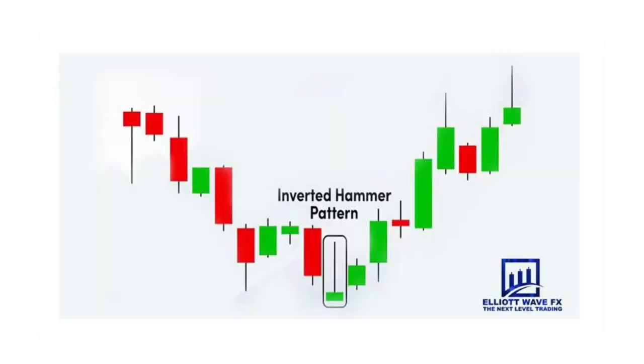Anatomy of a hammer candlestick. Understanding the anatomy of a hammer candlestick is key to interpreting it correctly. It has three main parts: a small body, a long lower wick, and little to no upper wick. The body reflects the open and close prices, while the wicks show the session's high and low. For a valid hammer, the body should be relatively small. The lower wick should be much longer than the upper wick.